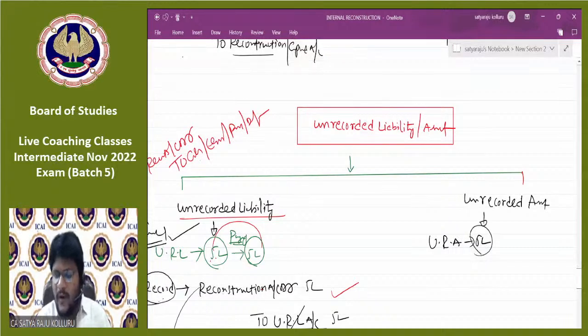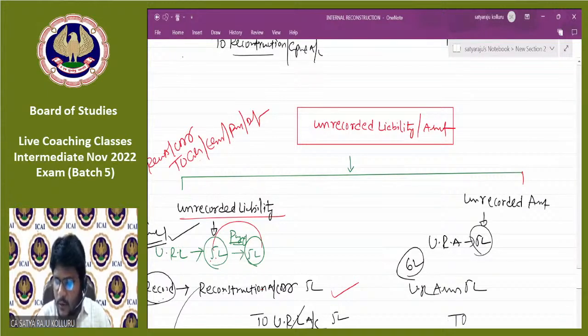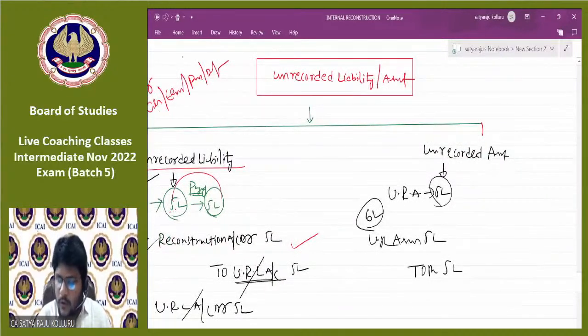Now, this 5 lakhs you are selling, let us assume in the outside market. You got 6 lakhs. Then what is the entry, sir? First record it. Unrecorded asset account debtor 5 lakhs to reconstruction account 5 lakhs, which is the first and foremost entry, right? Now, such unrecorded asset you are selling in the outside market.